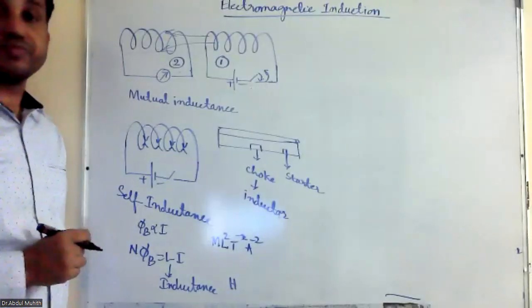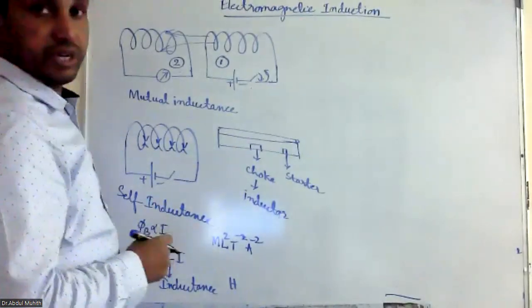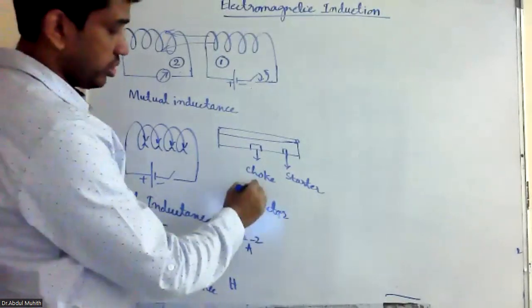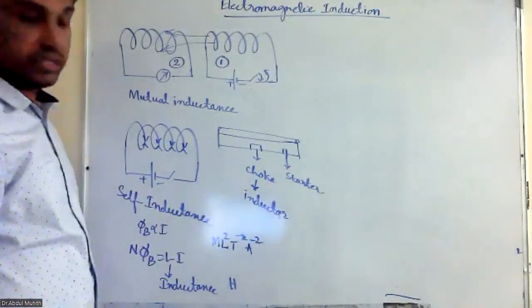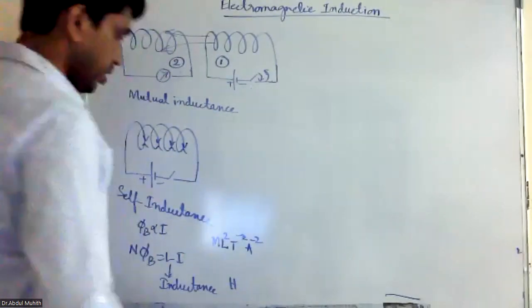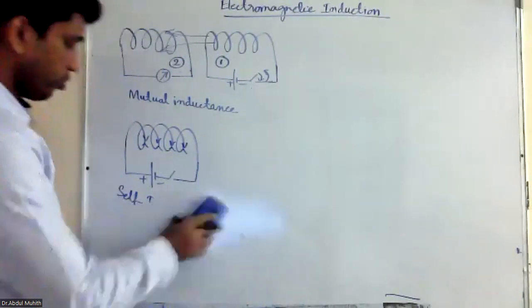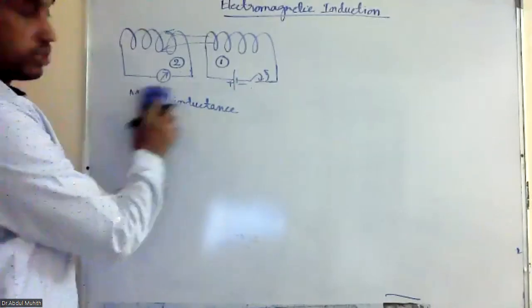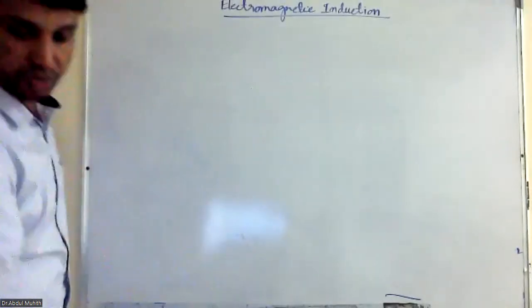Okay. Now here we have the choke. The choke is also known as an inductor. Is that clear? Yes, sir. Okay. So now next one, we'll remove this one. We'll directly go to the next topic. This we will discuss about mutual inductance.